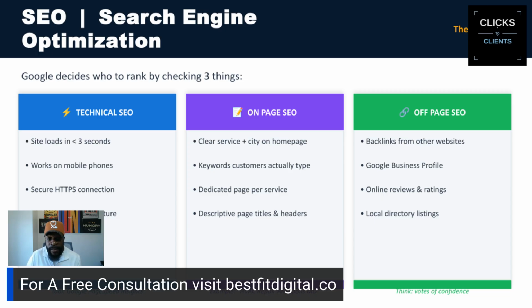Pillar 3 is what's referred to as your off-page SEO. This is where you build your authority: backlinks from reputable websites, your Google business profile, your online reviews, your presence in local directories. All of it signals to Google that not only are you real and a trusted business, but you are worth them ranking.